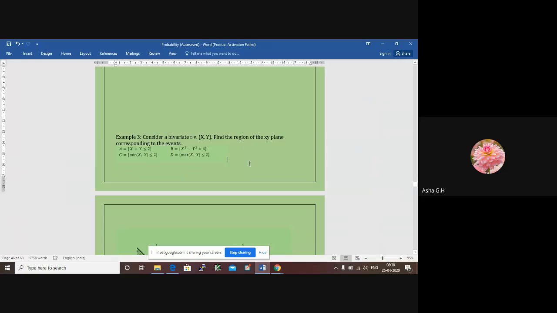Did anyone try to understand how to draw this for two random variables when we have a function minimum of x comma y? Can anyone explain what is minimum of x comma y and maximum of x comma y? Did anyone try this?